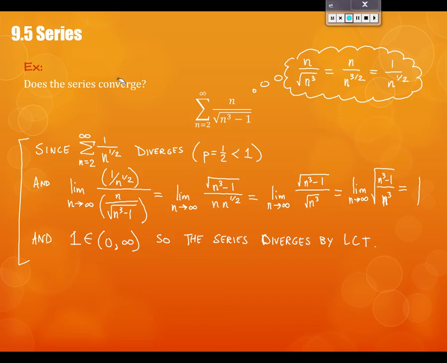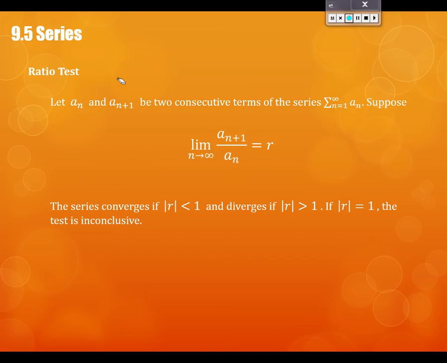Okay. All right. Let's talk about the ratio test. It's right in front of you on your paper. So pull it out and have it in front of you. It should be exactly how you see it here.